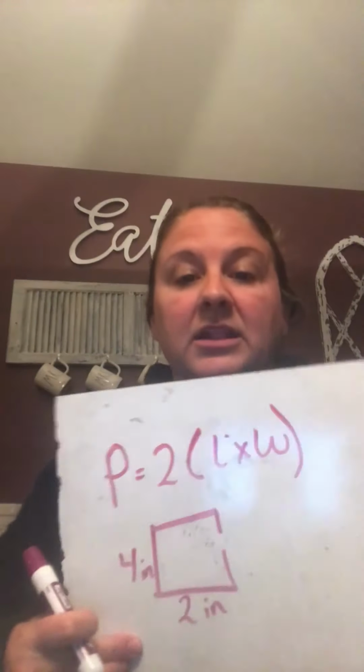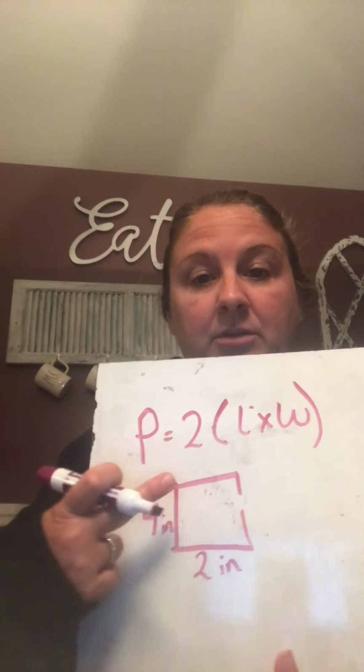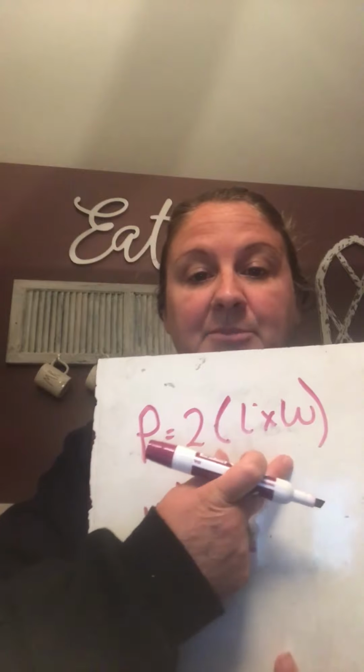When we're talking about perimeter, if we have the same exact square, which is 4 inches by 2 inches, perimeter, you just add up all the sides. Or an easier way is if you take the length and the width and you add those together, okay?